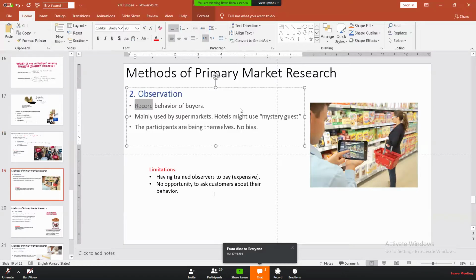So you can't make a reliable conclusion out of their behavior. It doesn't mean anything. And you don't have any opportunity to go to them and ask them why they behaved that way. So you might end up making wrong conclusions. So remember, these limitations of these methods are really important for writing essays, for answering questions, and so on. So make sure you know them.